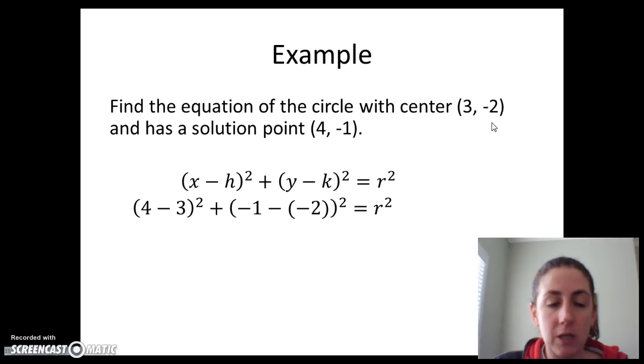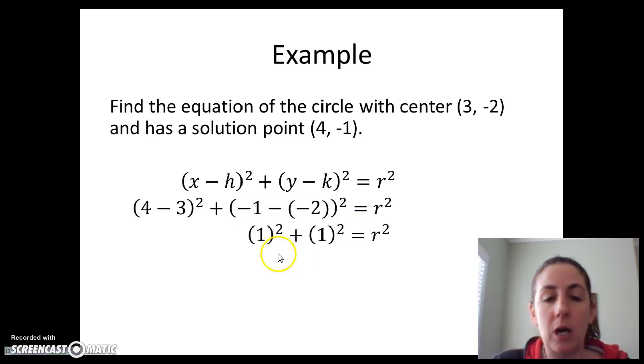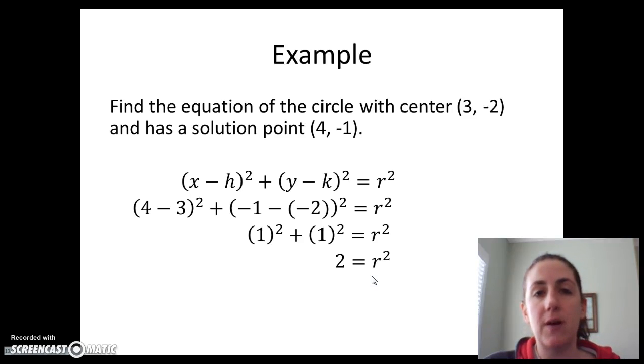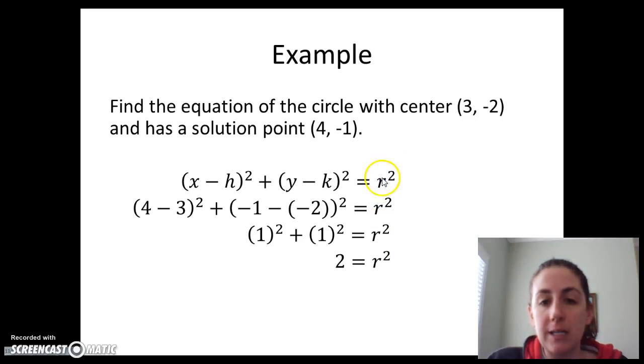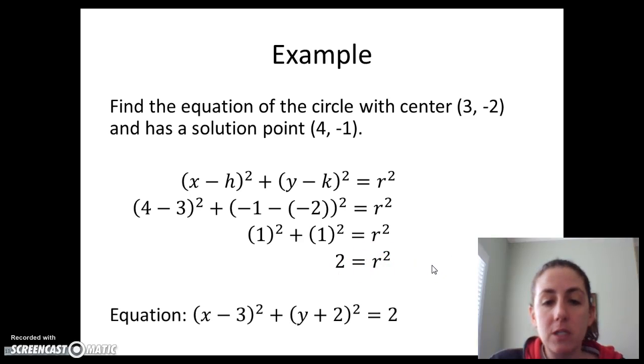So 4 minus 3 is 1. 1 minus negative 2, remember subtracting a negative turns into a positive, so that's negative 1 plus 2 gives us 1, and we have 1 squared plus 1 squared equals r squared. Combine that together, and we get that r squared is 2. Now, we don't actually have to take the square root to find that the radius is the square root of 2. Since the equation is already set up r squared, and we know r squared is 2, all we have to do is just plug in 2 for r squared.